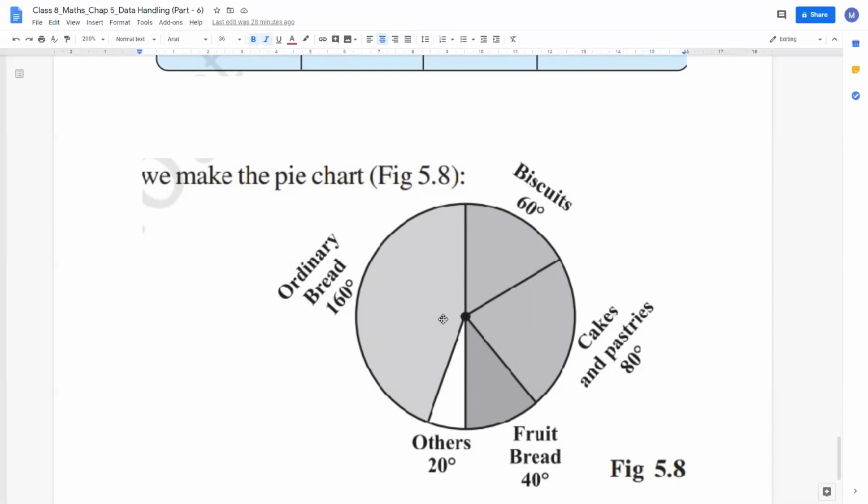Tomorrow we will solve the exercise, and all of you have to practice for the test which is going to come.